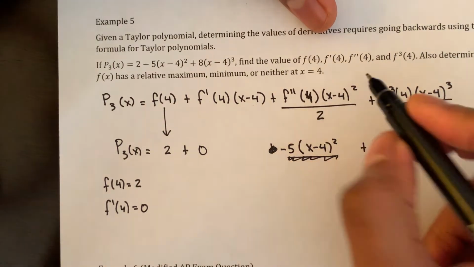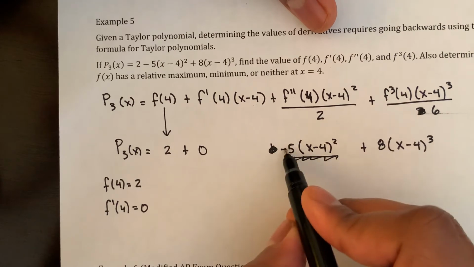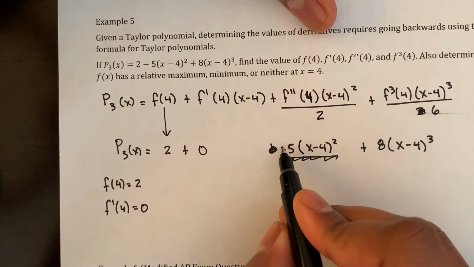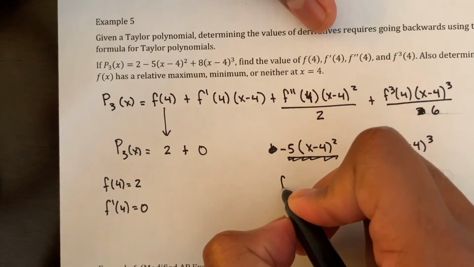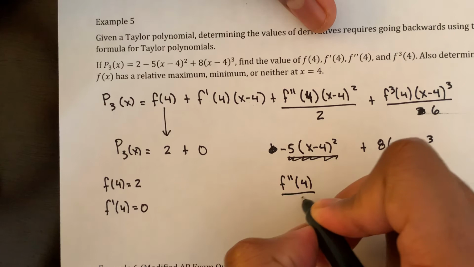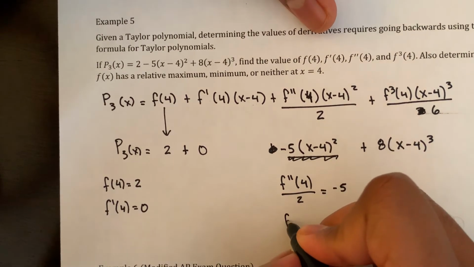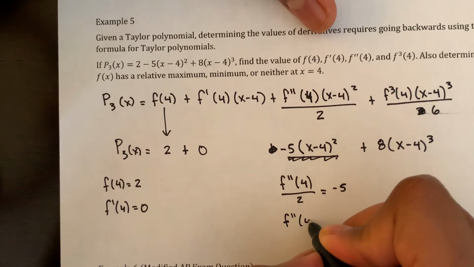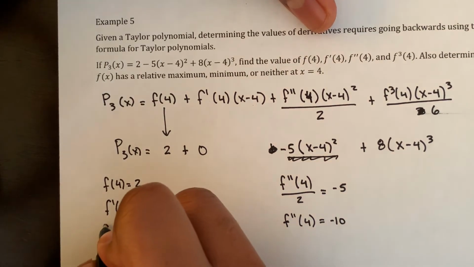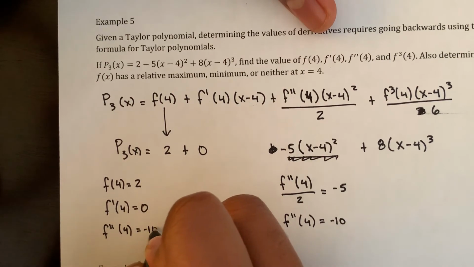And then the coefficient for the (x − 4)² is −5. So that means that f double prime of 4 divided by 2 has to equal −5. That's a pretty straightforward equation. So f double prime of 4 divided by 2 equals −5. So the implication is that f double prime of 4 is −10. We can add that over here. f double prime of 4 is equal to −10.